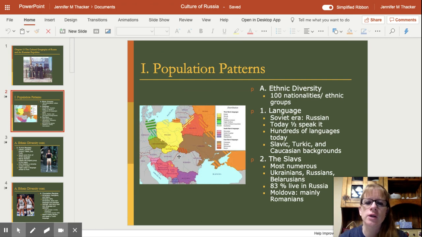So let's take a look at this. This is population patterns. And when we talk about population patterns, we're talking about where most people of one culture live. And I know this is hard to see. You could probably Google it. But let's talk about how diverse Russia and the surrounding countries are now.